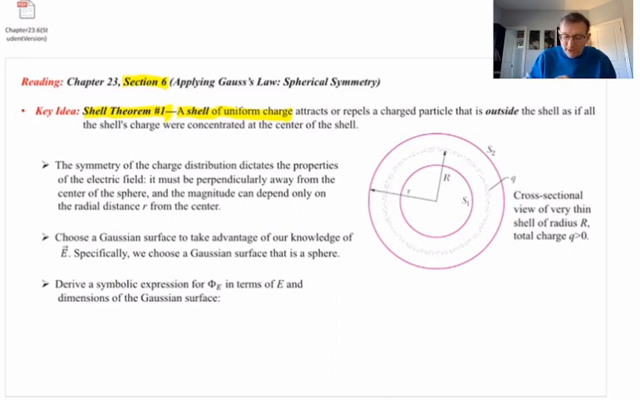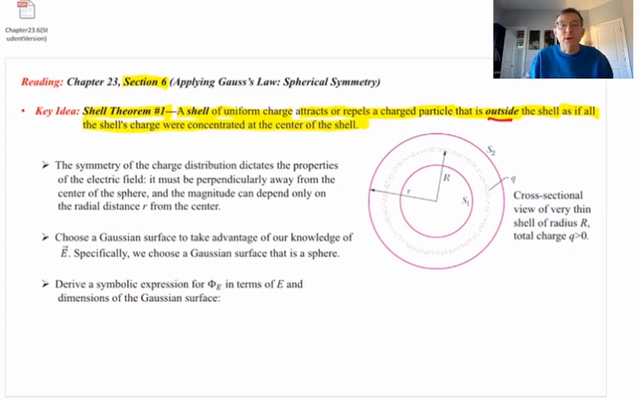So we're starting with a shell that has charge smeared out uniformly around its surface. Such a shell will either attract or repel a charged particle, depending upon that particle's sign. If the particle is outside of the shell, that's important, outside, as if all the shell's charge were concentrated at its center.